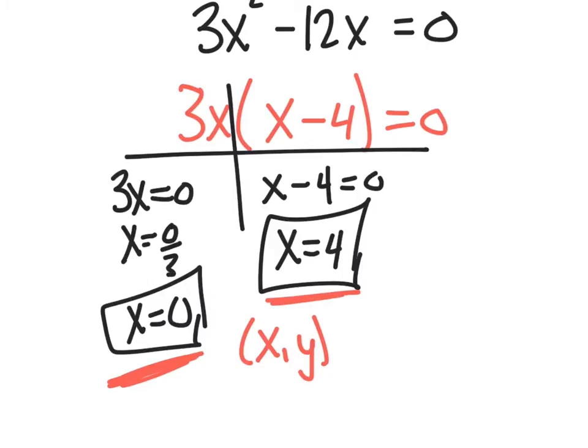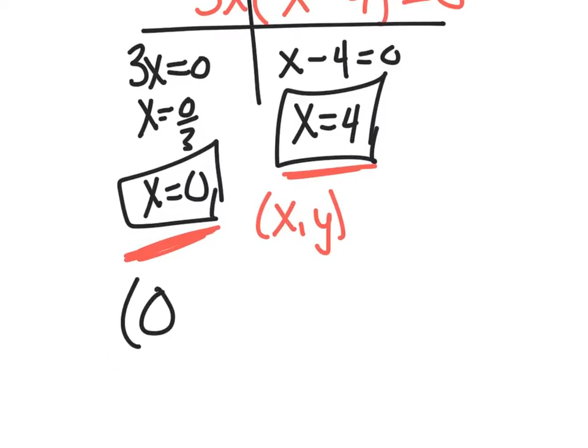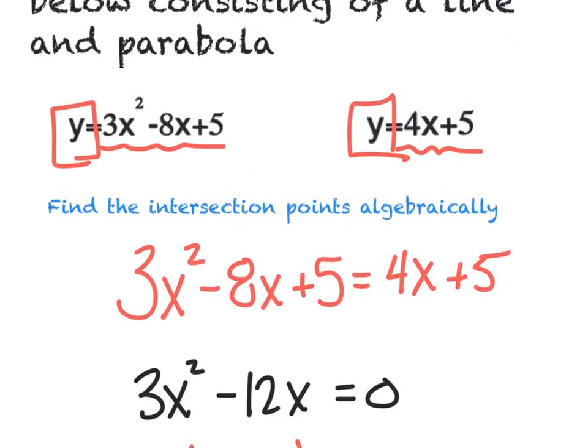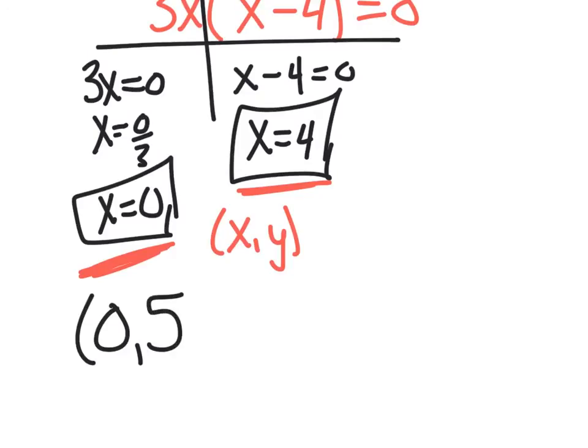Since I know x, I just have to go get y. So if x is 0, how do you get y? Well, you go back to your original equation, and you can choose either one, whichever one the math looks easier on is the one I would pick, and substitute in your x value. Well, we just said x is 0. So if I take my nice simple linear equation and I plug 0 into x, I'm going to get 4 times 0, which is 0, plus 5. So when x is 0, y is equal to 5.